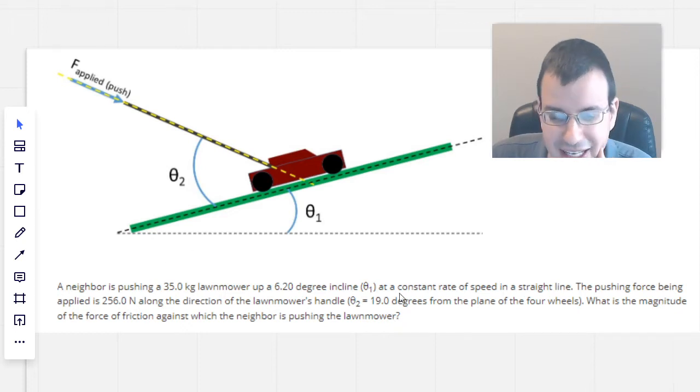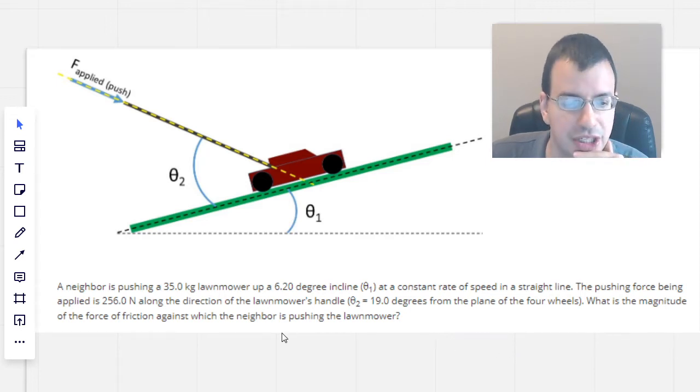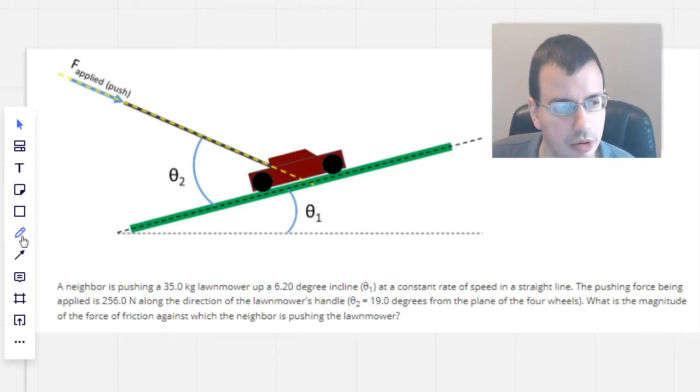Theta 2 is 19 degrees from the plane of the four wheels. What is the magnitude of the force of friction against which the neighbor is pushing the lawnmower?